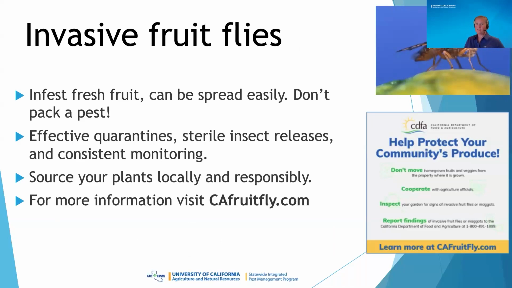California uses quarantines and sterile insect releases, and they constantly monitor to keep fruit fly populations out of California. We can all help though. Please buy plants and produce from locally trusted sources. Check your fruits and vegetables often. If you are in a quarantine area, be sure to dispose of your fruits and vegetables properly to prevent the spread. And you can always go on the CDFA website, cafruitfly.com. You can learn about any quarantine areas, and you can get more information about invasive fruit flies in California.